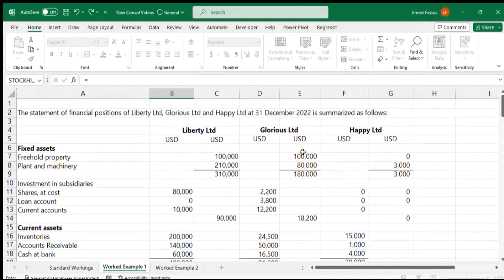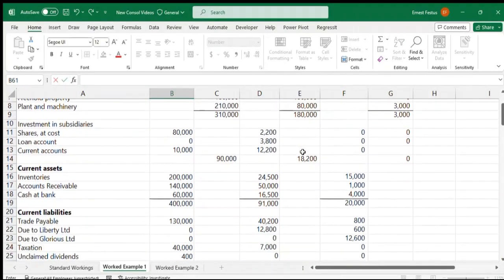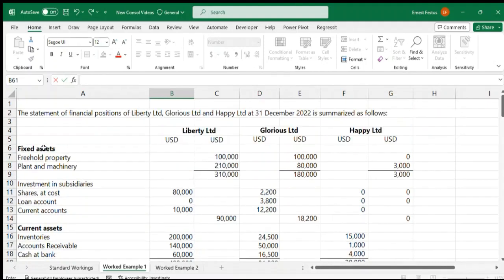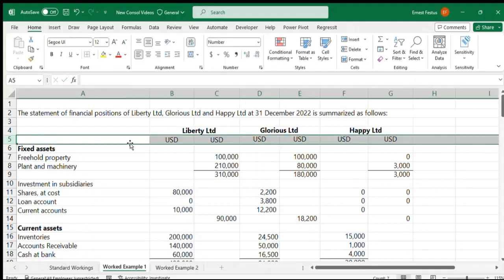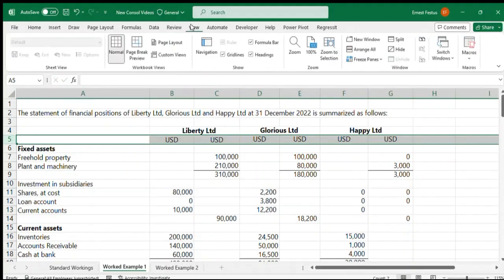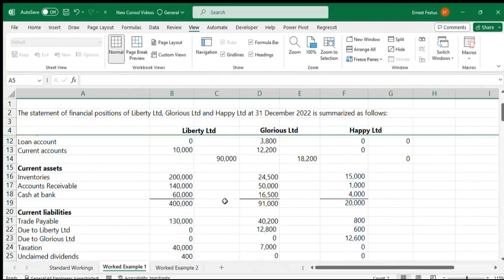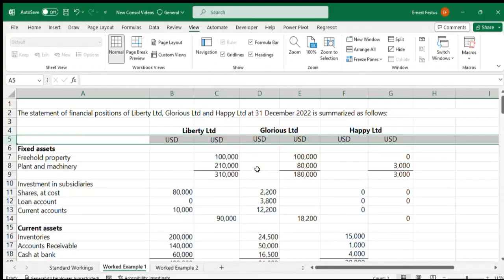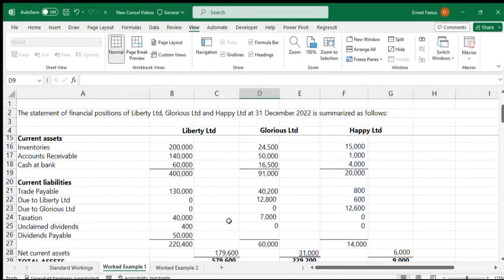Before that, let me actually freeze these panes, so that when I'm scrolling, I can be able to see the names of my subsidiaries. So I'll select this, go to the View tab, and then go to Freeze Panes, so that when I'm scrolling, I can see that this is for this and this is for that. Alright, so let's continue. That's just by the way.